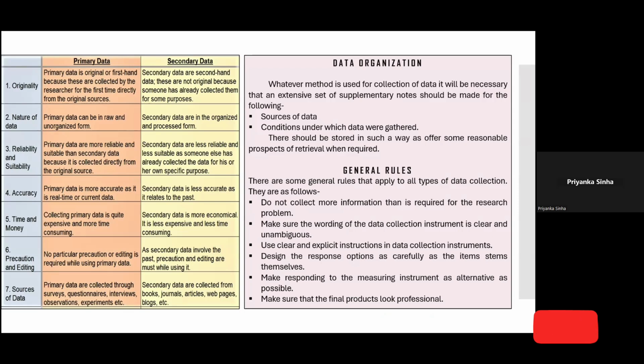Whichever method is used for collection of data, it will be necessary to make an extensive set of supplementary notes on the source of data and the conditions under which data were gathered. Here are the general rules for data organization: don't collect more information than is required for the research problem, use clear and explicit instructions in data collection instruments, and make responding to the measuring instrument as attractive as possible.